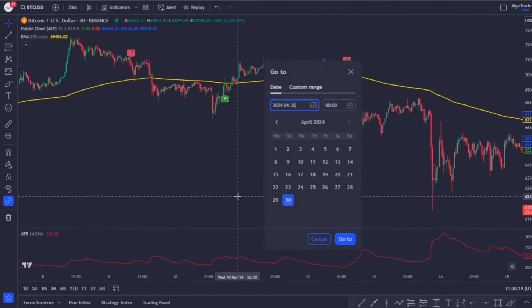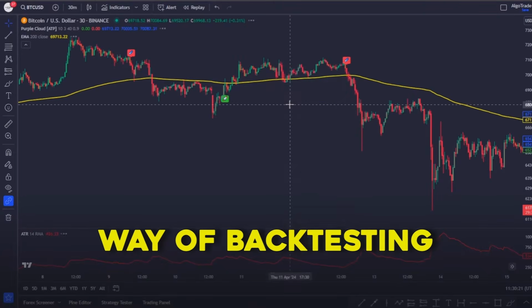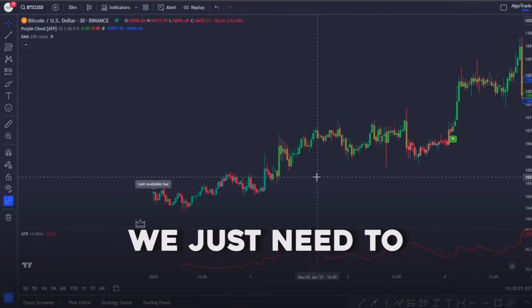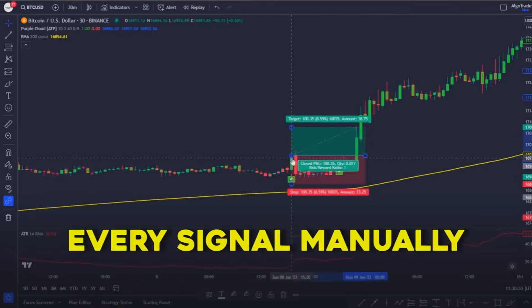Now, as all of you should know, the most popular way of backtesting is pretty simple to do. We just need to go back in time and check every signal manually.